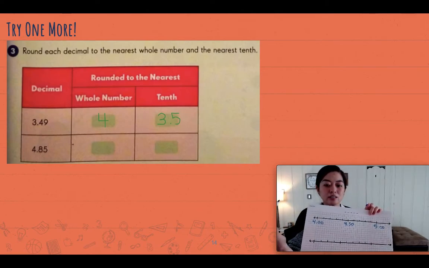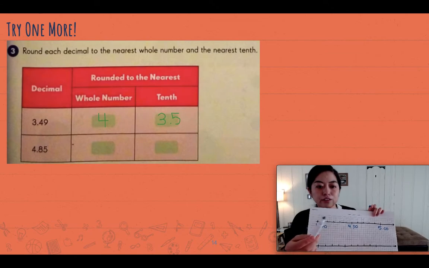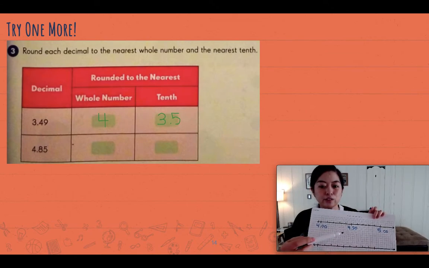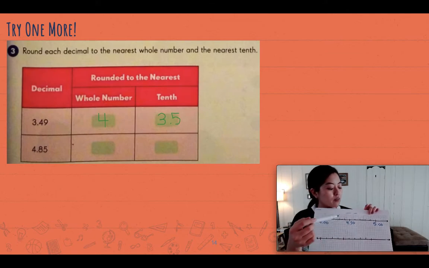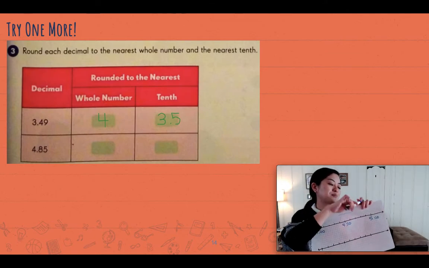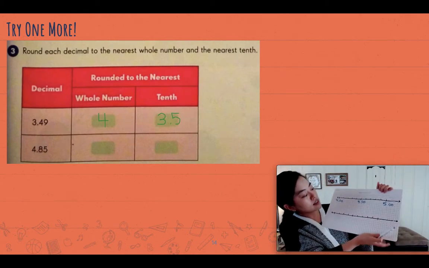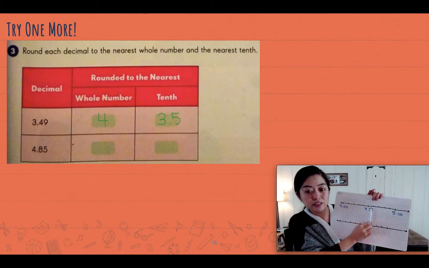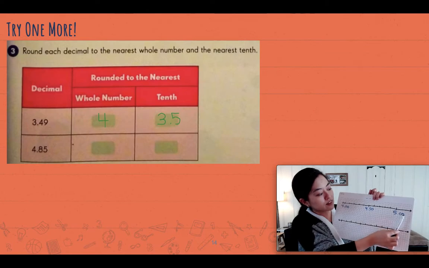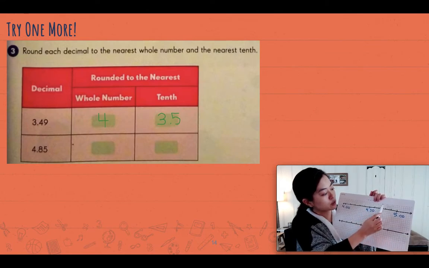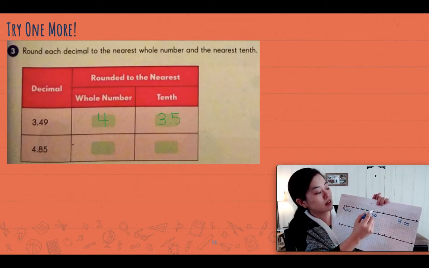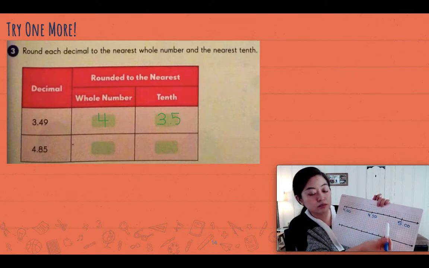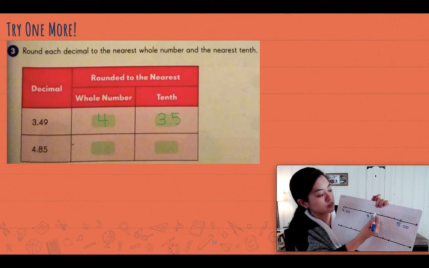So now, I have to figure out where to put 4 and 85 hundredths. Where is it in between? Well, let's take a look. I see that this is 4 and 50 hundredths, and this is 5, and in between there are 1, 2, 3, 4, 5 spaces. So that means each space is 10 hundredths. So this is 4 and 50 hundredths. This is 4 and 60 hundredths.